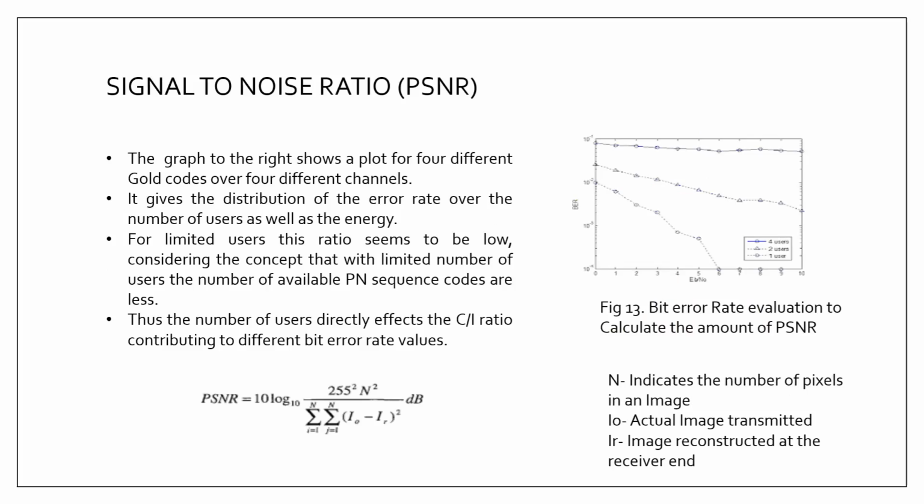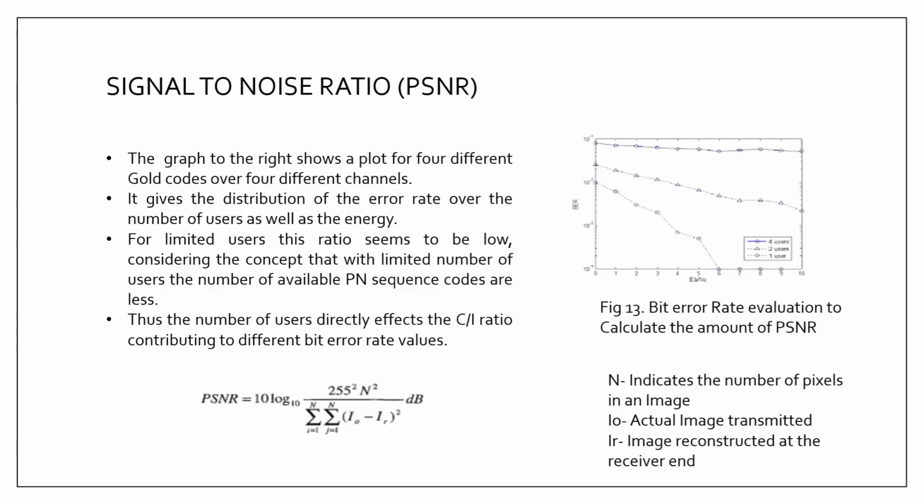Signal to noise ratio. This is another important parameter that contributes to the quality of image received. The graph to the right shows a plot of 4 different gold codes over 4 different channels. It gives the distribution of error rate over the number of users as well as the energy.